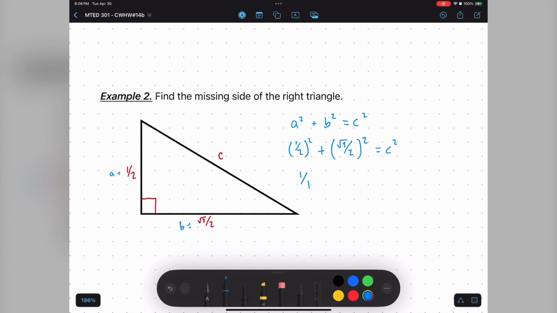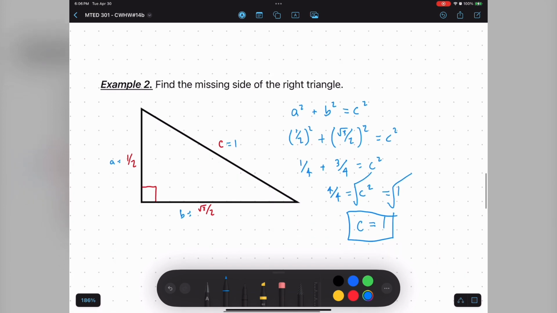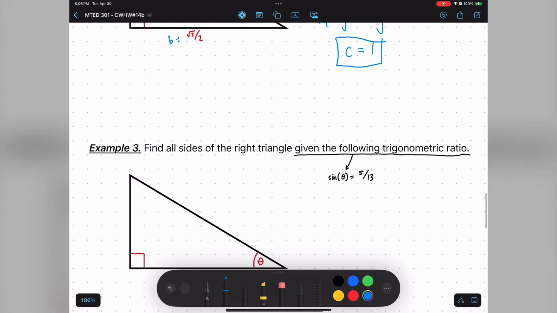Now I square each of those. So 1/2 squared will be 1/4. Root 3 over 2 squared becomes 3/4, and they're going to add up to give c squared. So 1/4 and 3/4 add to make 4/4, which that fraction just simplifies down to 1. Taking the square root on both sides, we get that c is equal to 1, just positive 1. Since lengths are positive, we don't have to worry about the negative case for square roots.